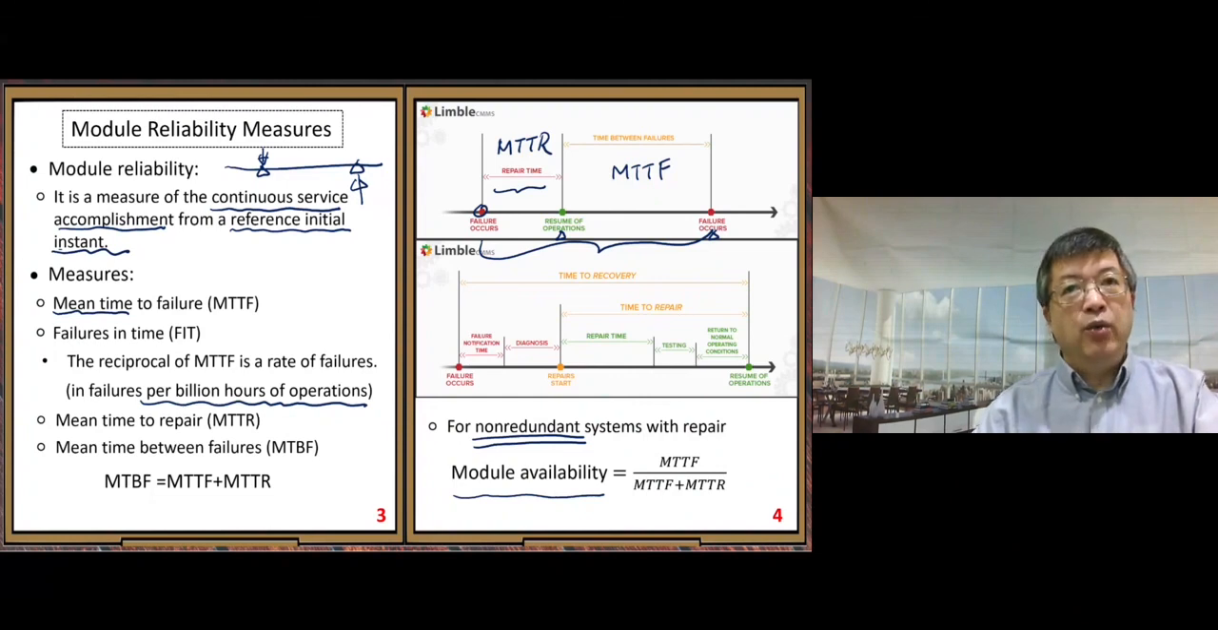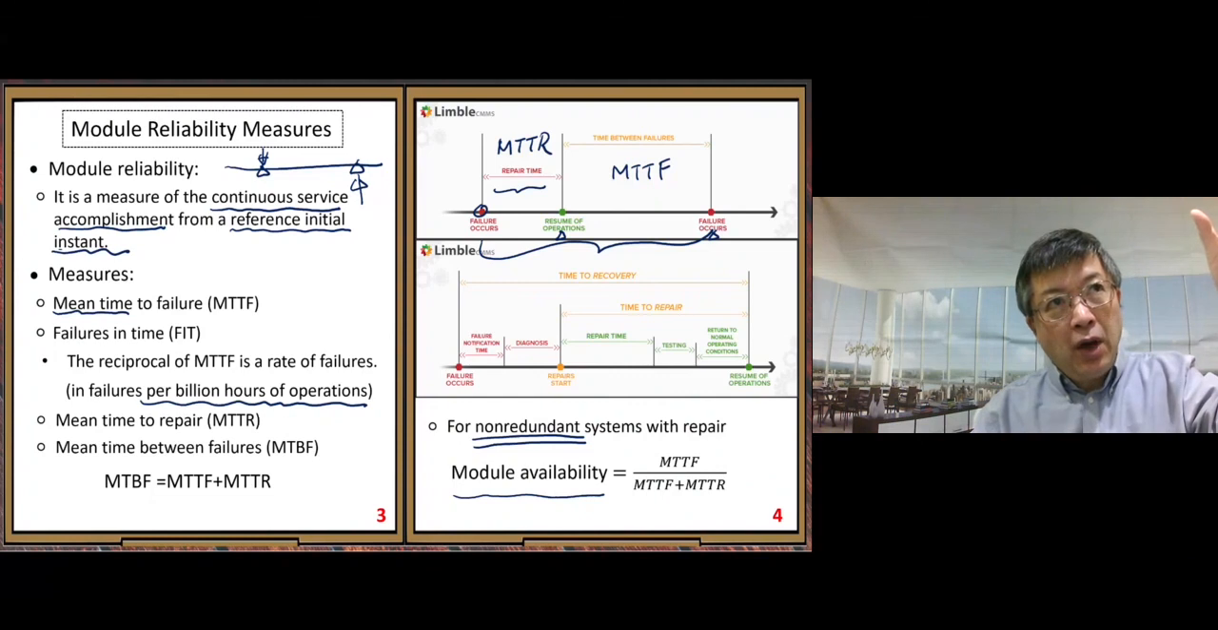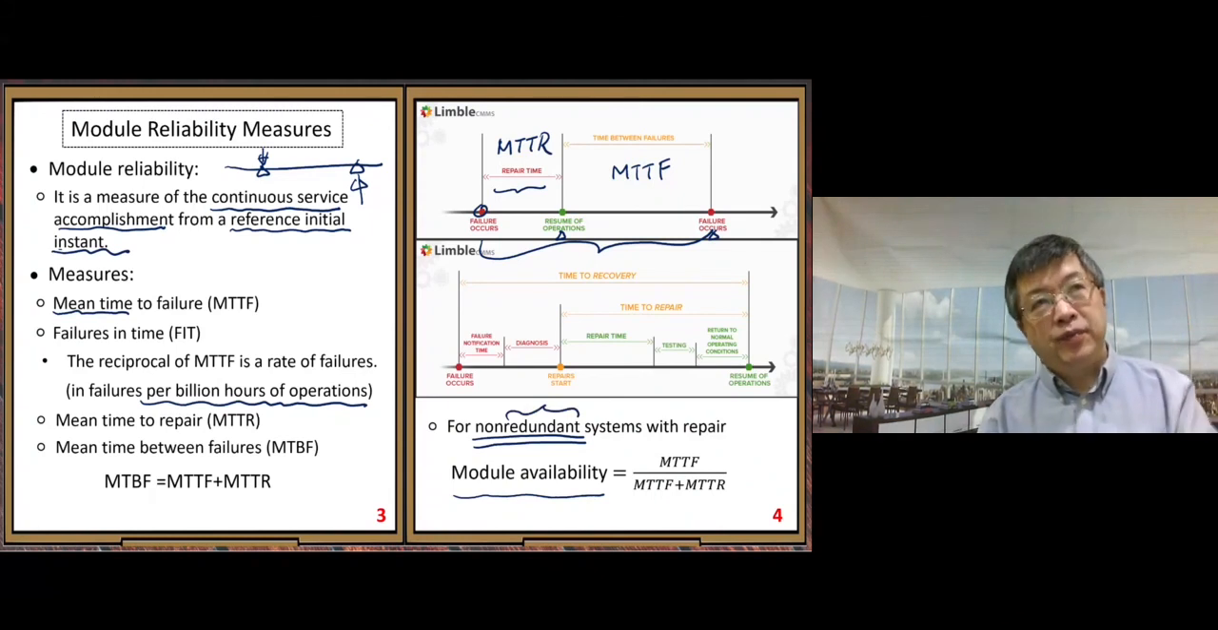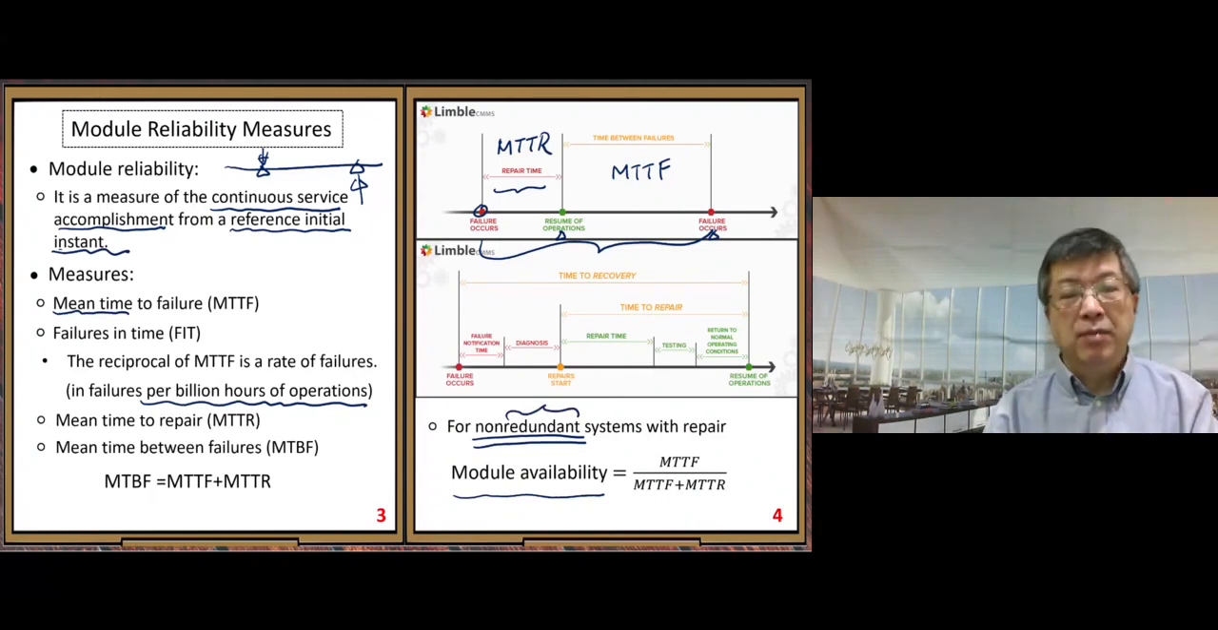Next one, we will talk a little bit about redundant systems. Then we do a simple example, so we will complete this part. All right.